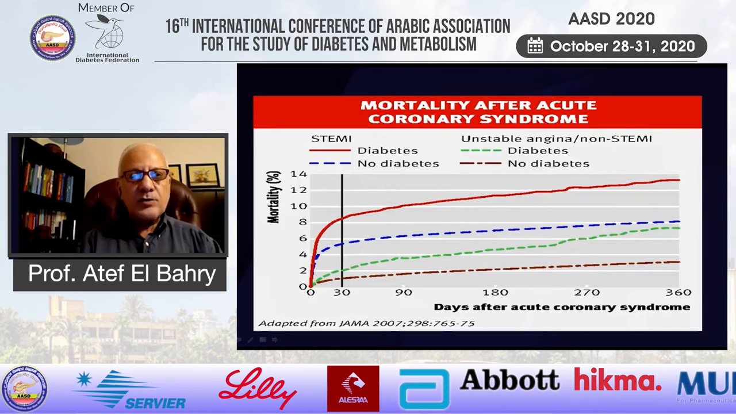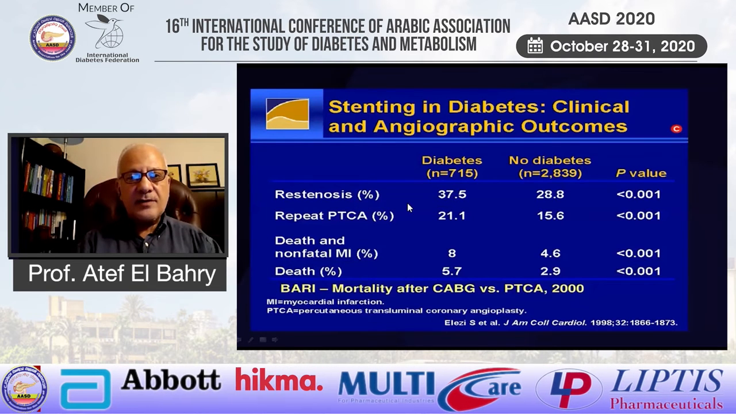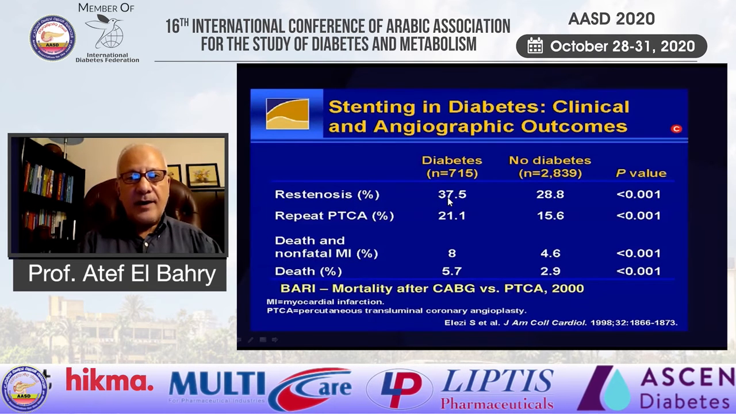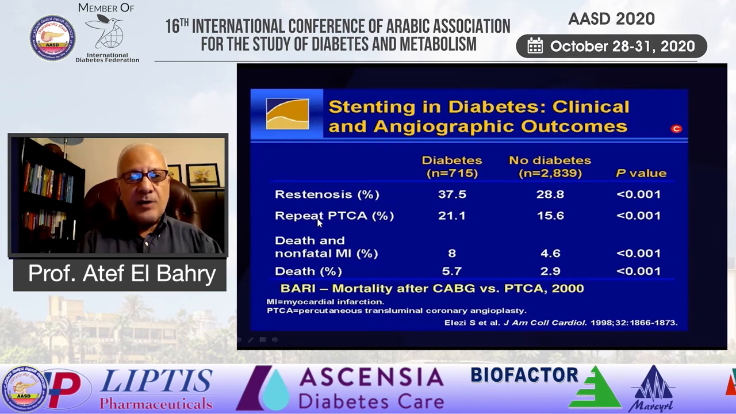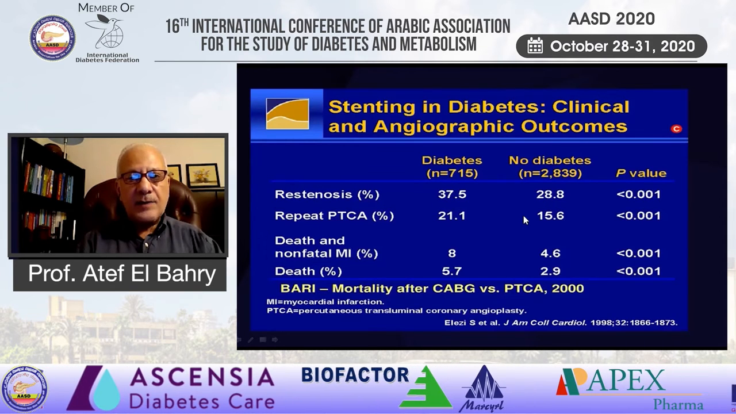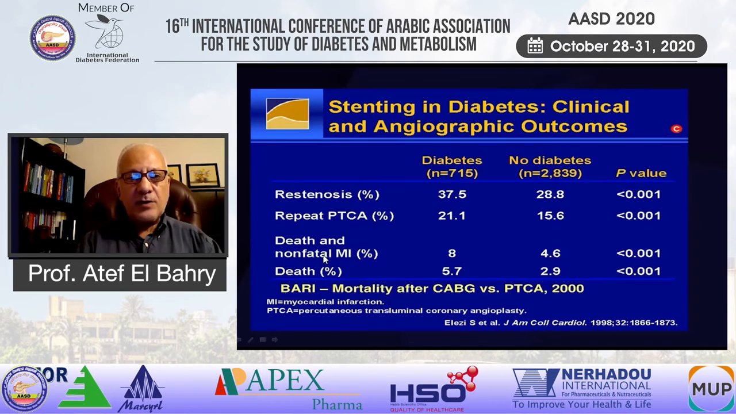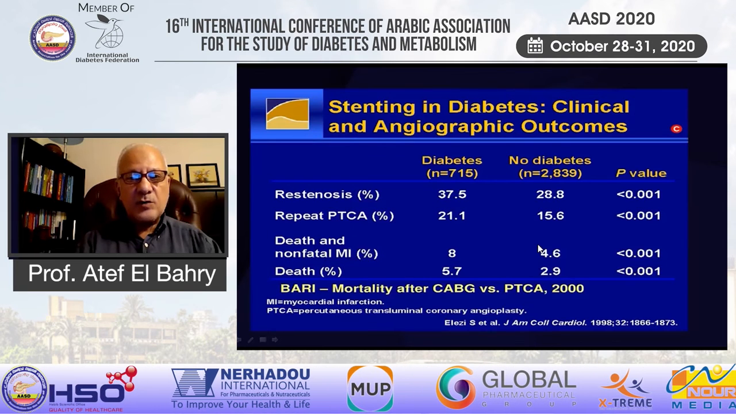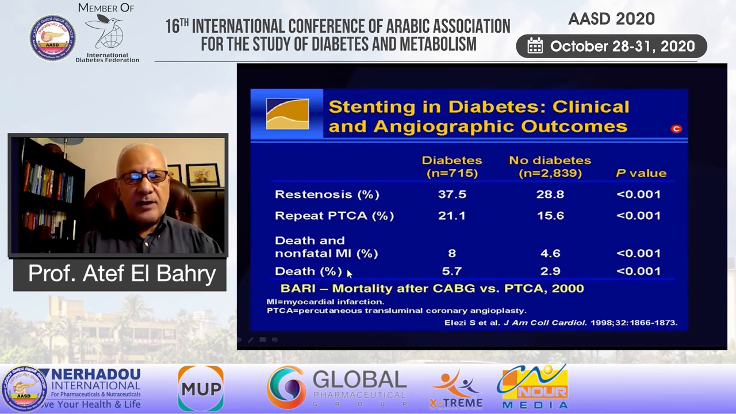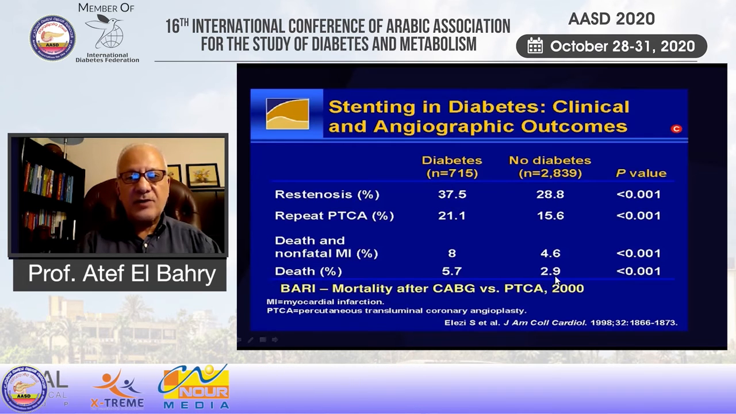We can see here also diabetes affecting stenting, and the restenosis percentage in diabetic patients is higher than in non-diabetic patients, and the p-value is very high. Repeat PTCA is higher in diabetic patients and lower in patients with no diabetes. And the mortality from fatal MI is 88% compared to patients with no diabetes. And total death mortality is 5.7% compared to 2.9% in patients with no diabetes.